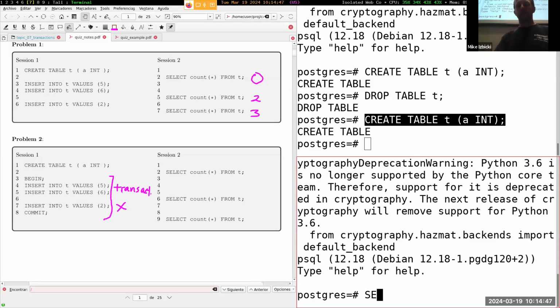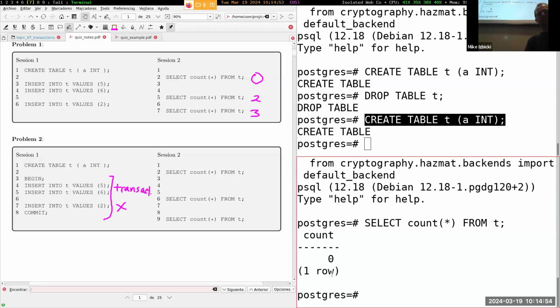So I actually have to type this out, select count star from T like this, and hit enter. And we get a 0 here as the result because we haven't inserted anything. And so I'll add a 0 right there.